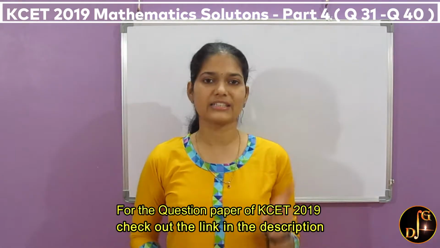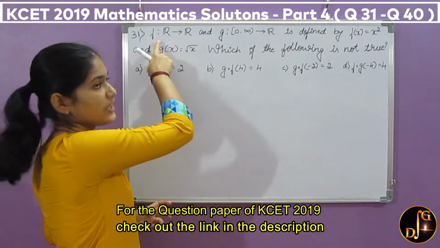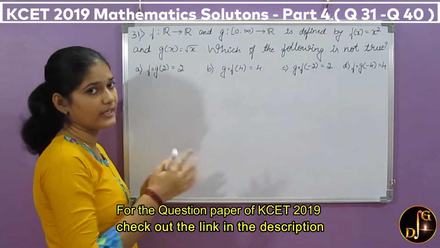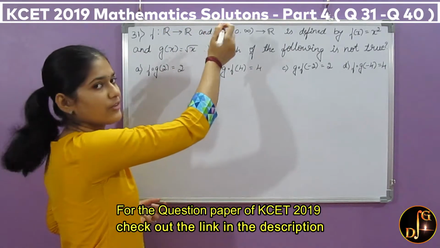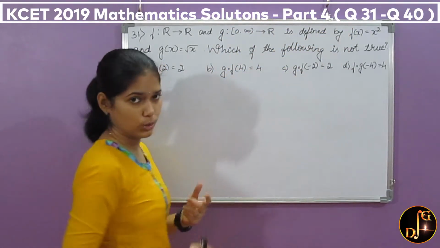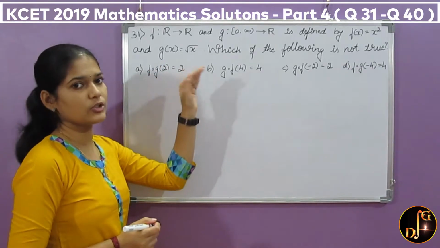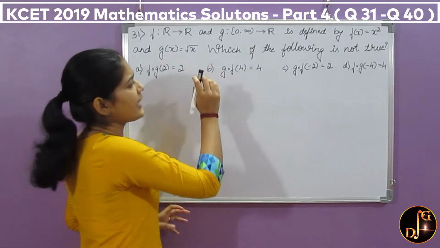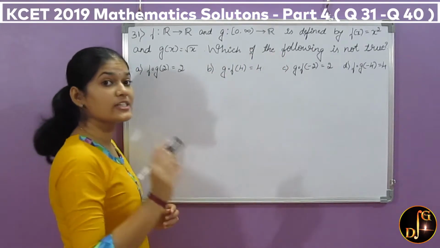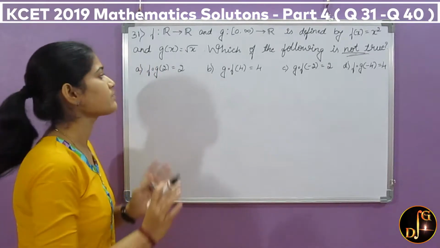Now, let's take the first question. In this problem, they have given function f from R to R, that is real number to real number, and g from 0 to infinity to R is defined by f of x is equal to x square and g of x is equal to root x. Root x means positive root of x. Then we have to see which of the following is not true. This is very important. Not true we have to see.